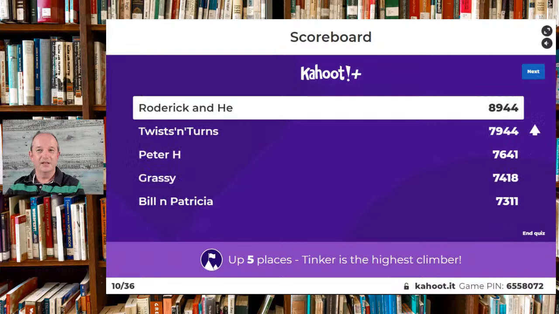Twists and Turns, rushing up there to the second place. Grassy dropping again to fourth. Bill and Patricia, and what we got there, Roderick, and he's still in first place. Is that Roderick and someone that wouldn't fit on there? Let me get the name right. And Tinker, our first place from the first question, up five places, the highest climber.